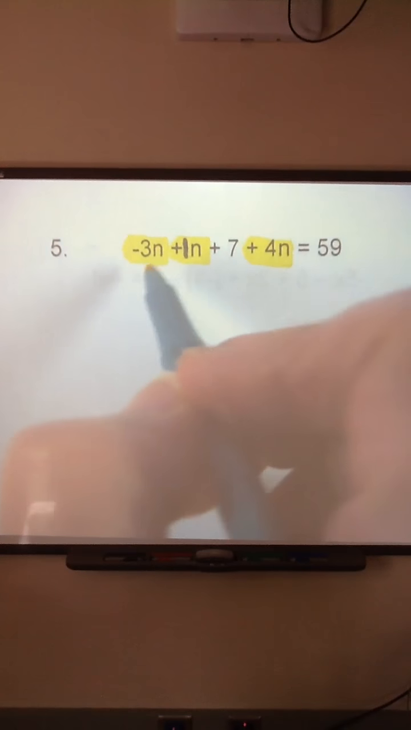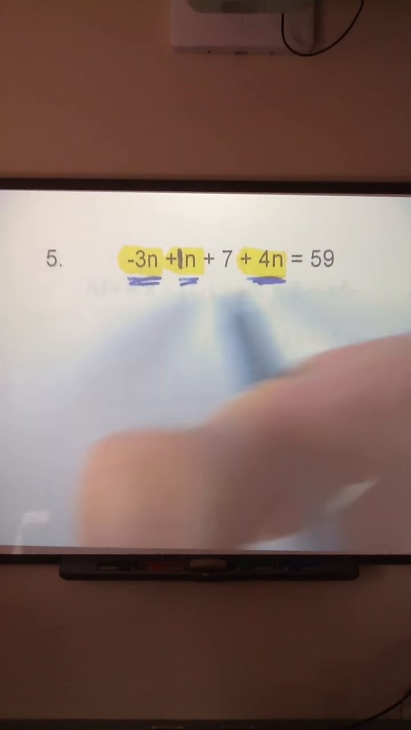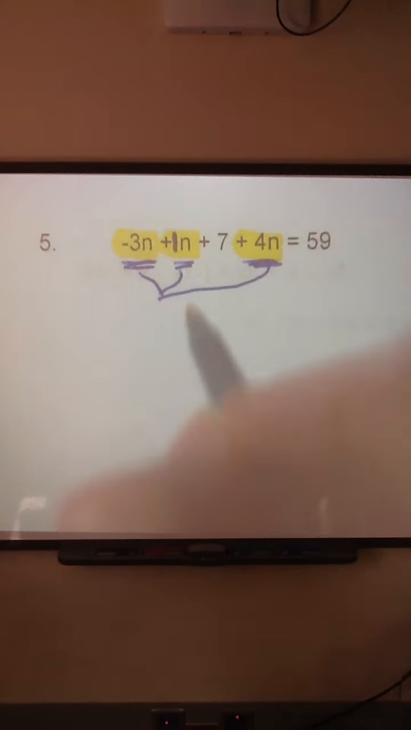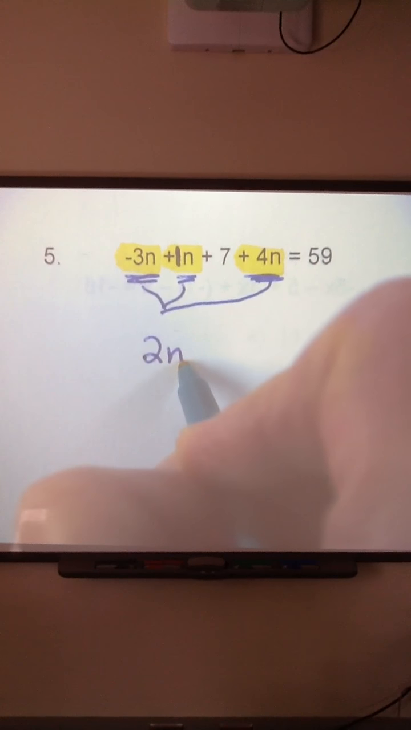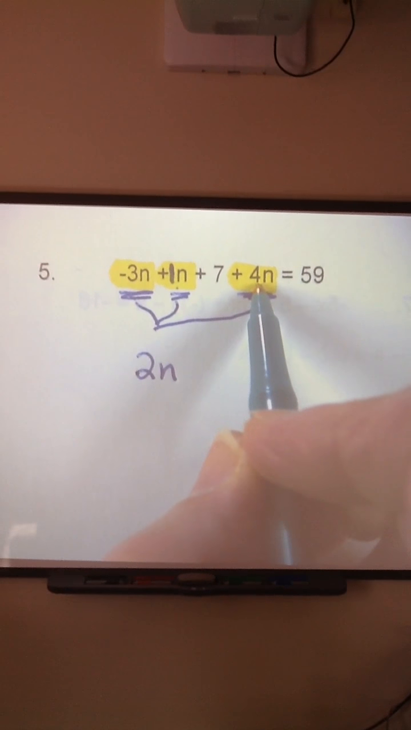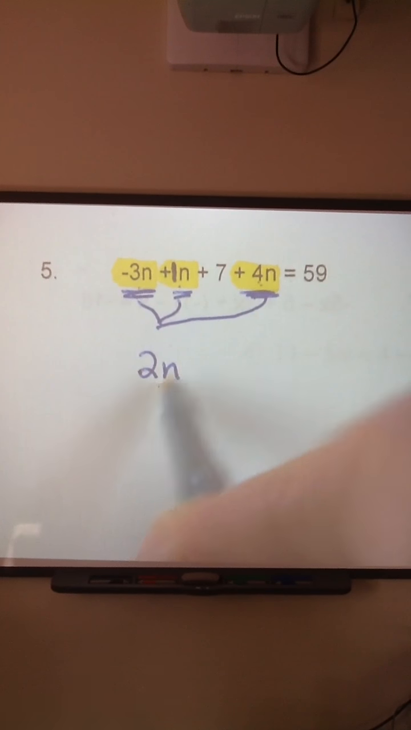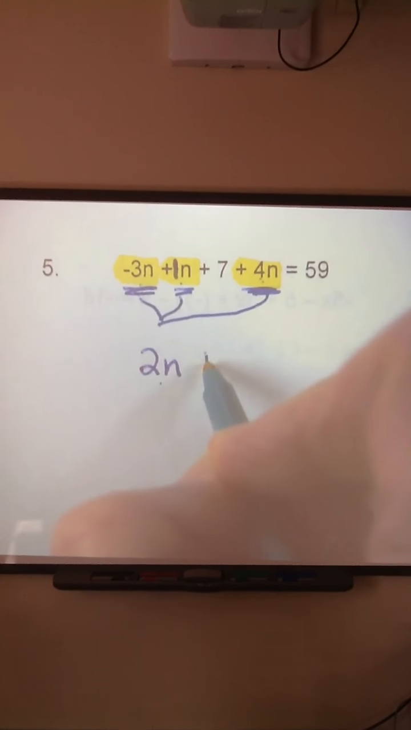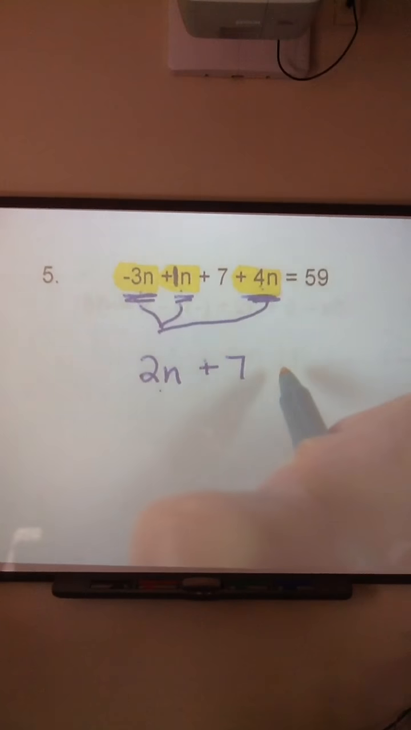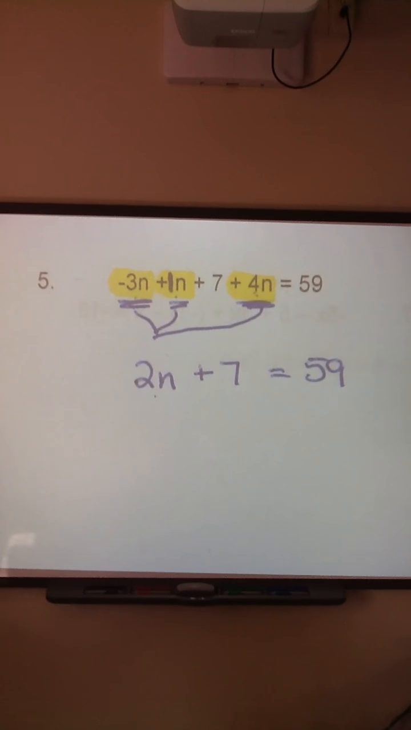If we put together the negative 3 and a positive 1 and a positive 4, using our rules for adding integers, we would end up with a positive 2n. Positive 1 and positive 4 makes a positive 5n, and a positive 5n and a negative 3n make a positive 2n. The 7 is our number term that has nothing to combine with, and then our equals 59 remains the same when we do that first simplification.